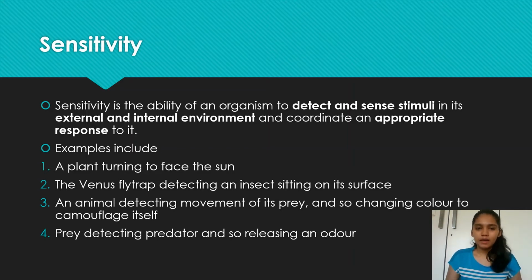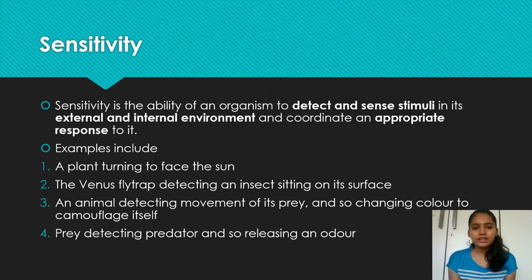The second example is a Venus flytrap detecting an insect. When it detects an insect, it closes. So the stimulus is detecting the insect, closing is the movement. That is how they club these two in an MCQ. It comes very often, trust me.